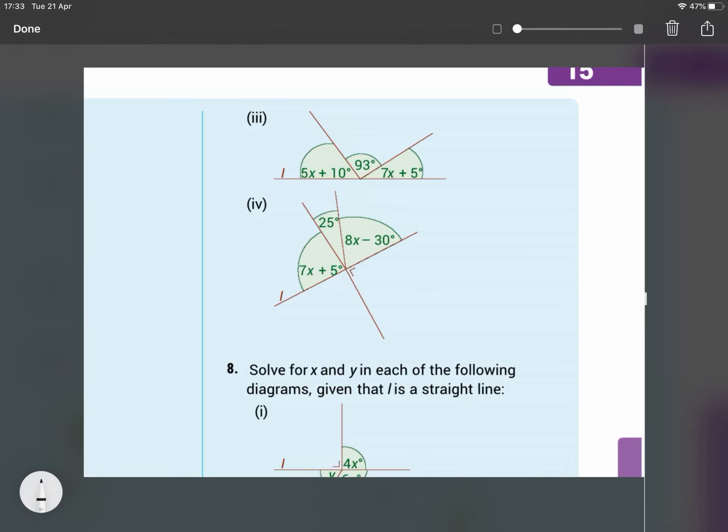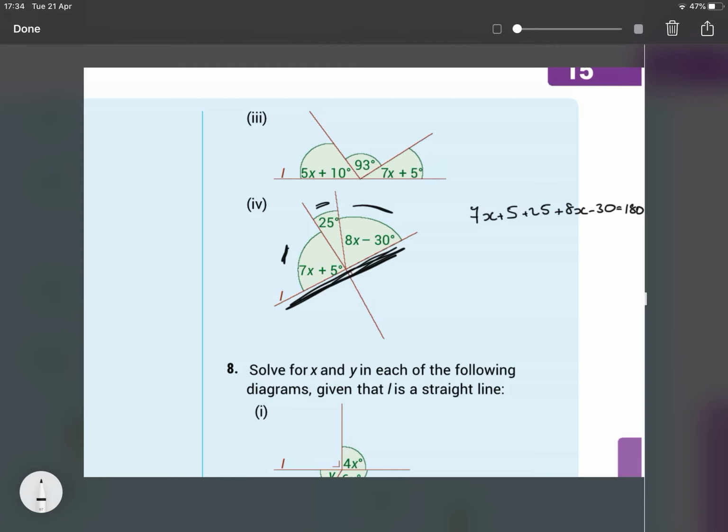So we have 3 different angles. We've this angle here, this angle here, and this angle here, and we also know that they're equal to a straight line. So those 3 angles added together will make that straight line, and we just have to figure out what x is. So we know 7x plus 5 plus 25 plus 8x minus 30 equals a straight line. And that straight line we know is just 180 degrees.